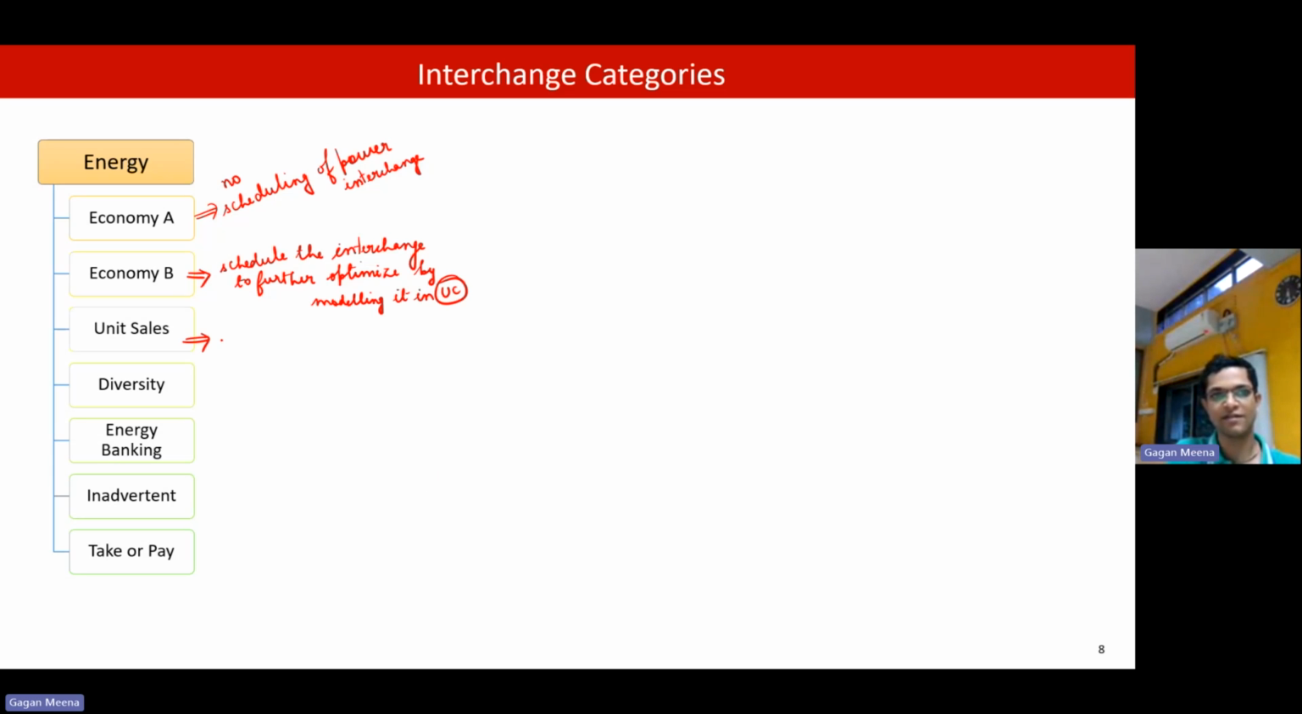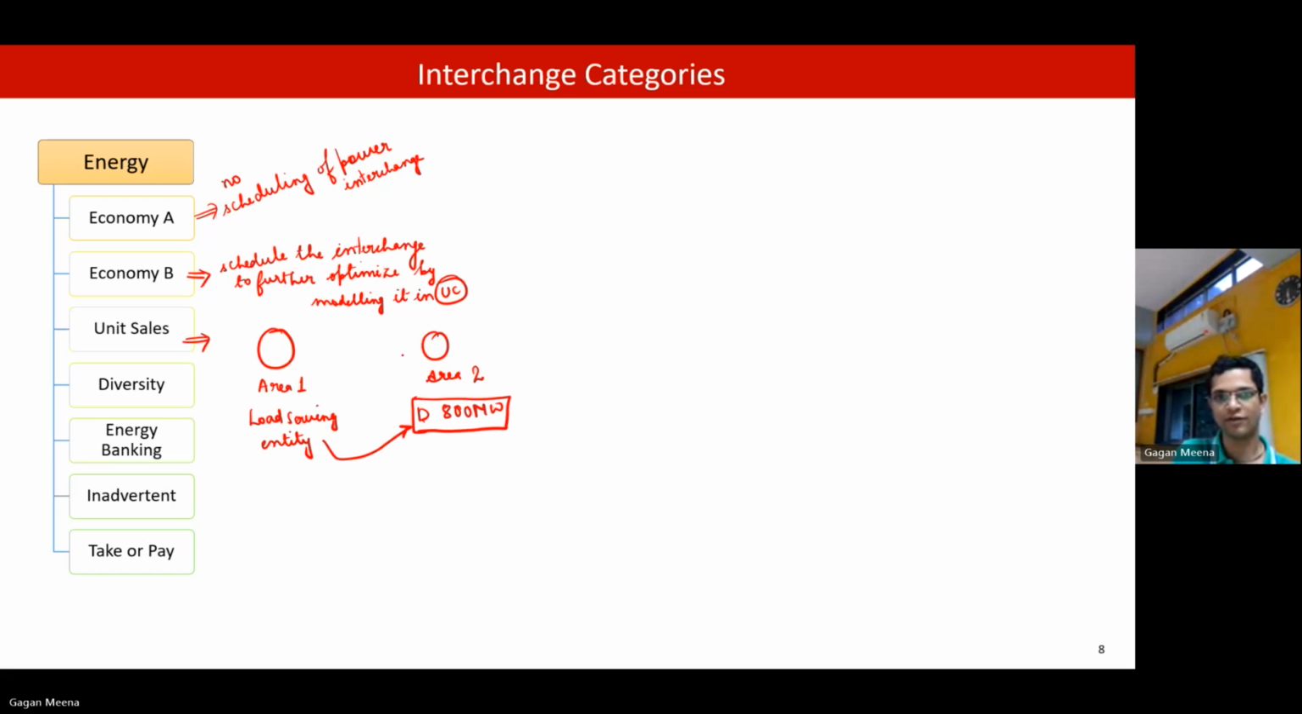Unit sales means that we have, in the same example, area 1 here and area 2 here. We had one large 800 megawatt generator in area 2. So the load serving entity in area 1 can purchase a portion of this large generator to import power to area 1 to supply the demand. This is unit sales.